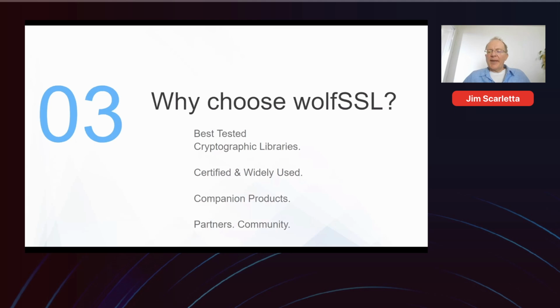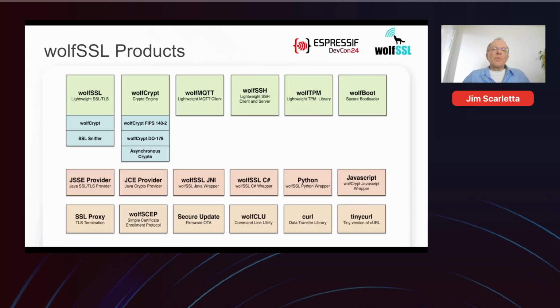So we talked previously about some of the different products. It's all a family of similar and related products. We have a lot of partners, a thriving community. A lot of people really enjoy using wolfSSL, and we'll talk a little bit more about that in the upcoming slides. Previously we talked about the different products. You see them again here.